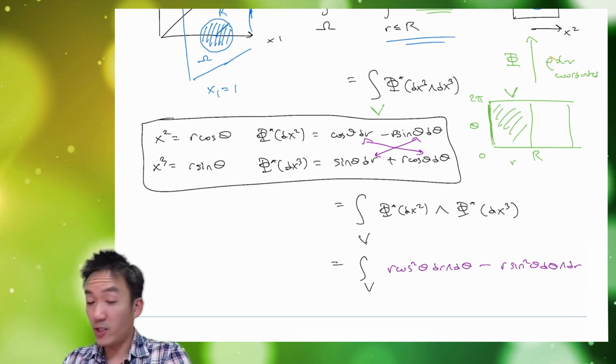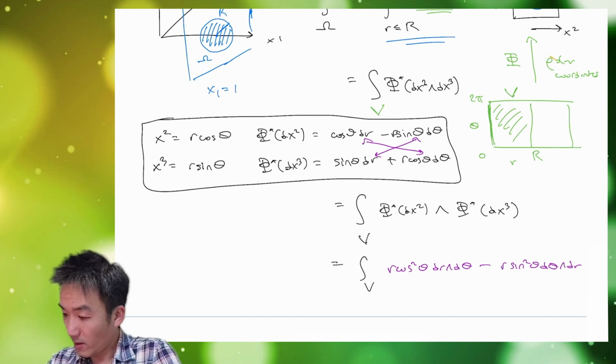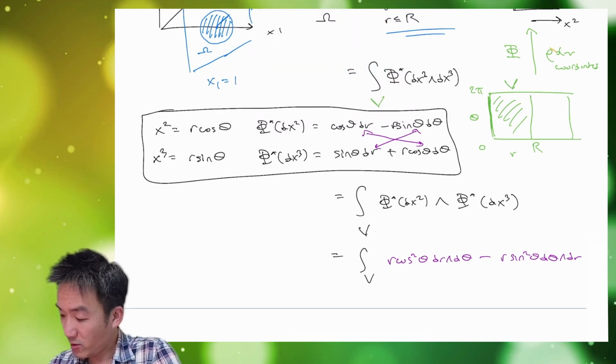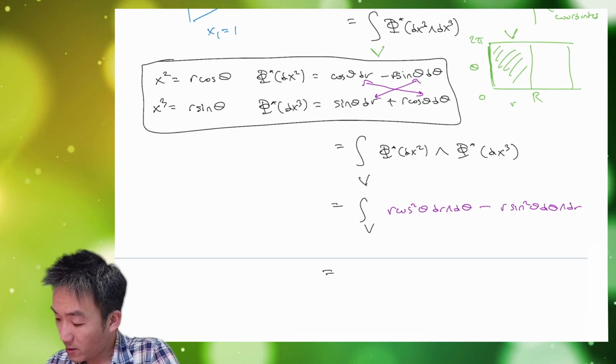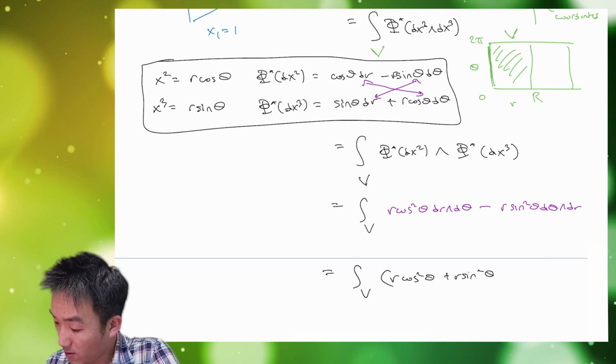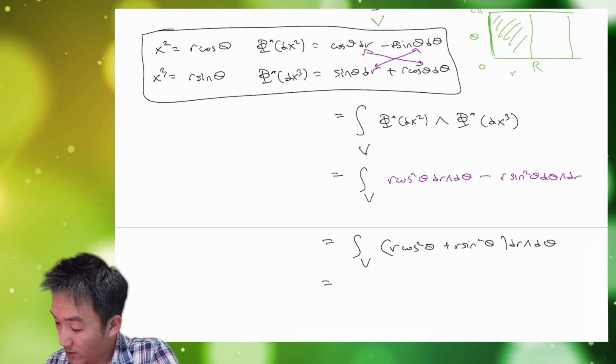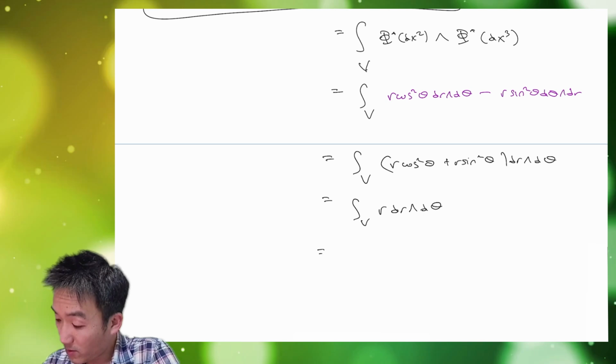Okay, but d theta wedge dr is minus dr wedge d theta. And so we can switch the order of those 2 terms at the cost of a sign, and then what we'll get is r cosine squared theta plus r sine squared theta, dr wedge d theta. And well, that's just now going to be r dr wedge d theta. And so now we just get this double integral that splits.